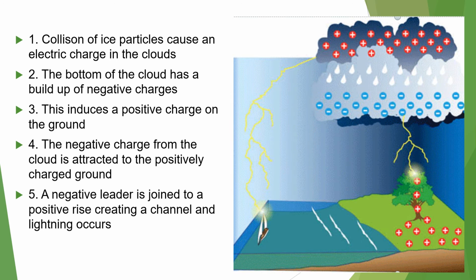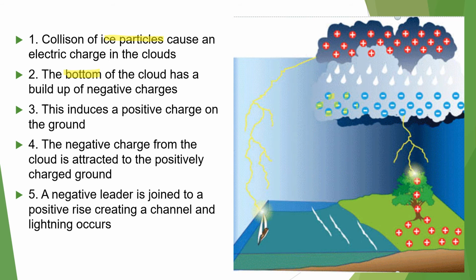Okay, so on this diagram, we're going to go over the step-by-step of how lightning is produced. Number 1, collision of ice particles cause an electric charge in the clouds. So you'll see over here in the diagram, because a whole bunch of ice particles are colliding together, this creates a charge in the clouds. And what happens is the bottom of the cloud has a buildup of negative charges. So you'll notice over here, we have a whole bunch of negative charges building up at the bottom of the cloud.